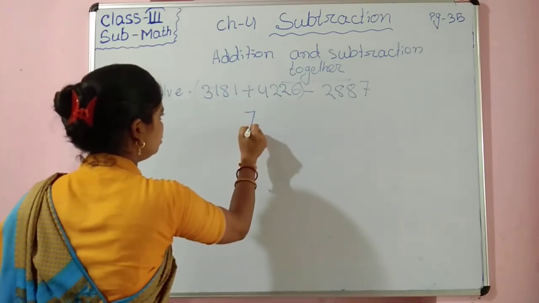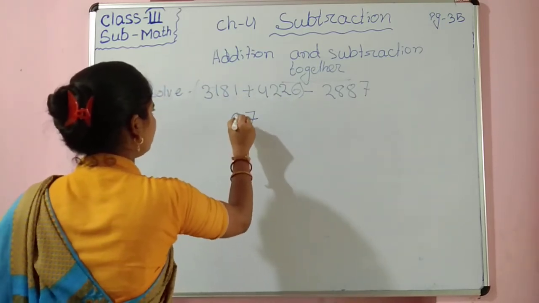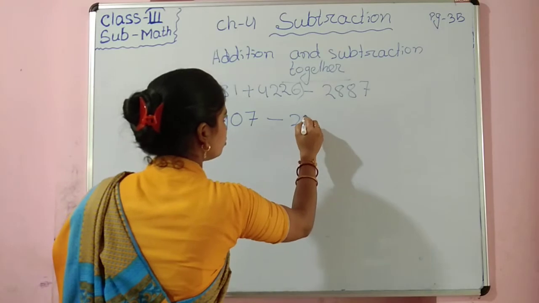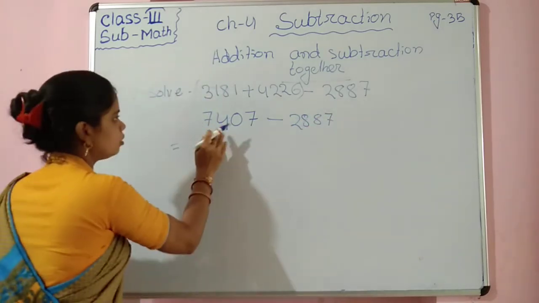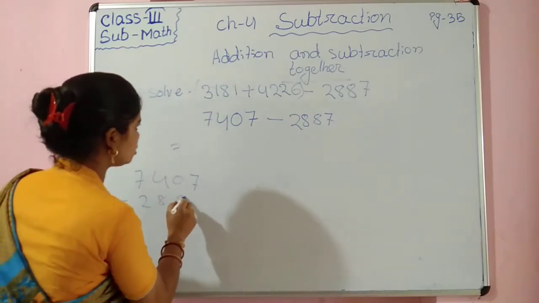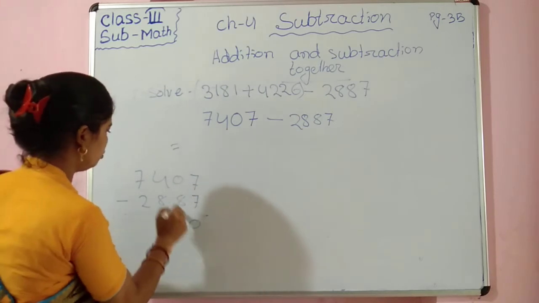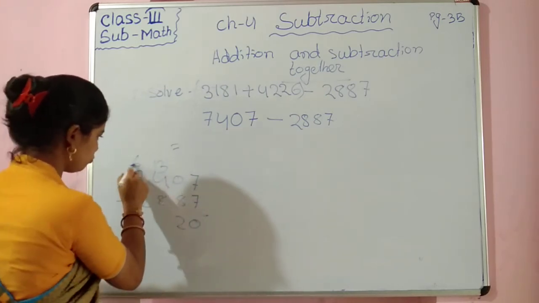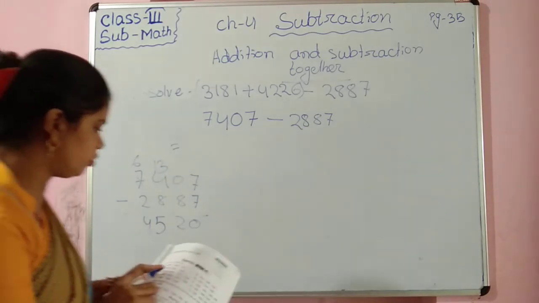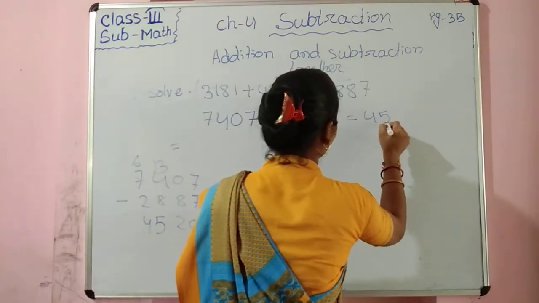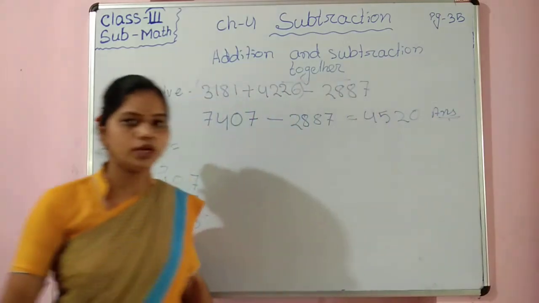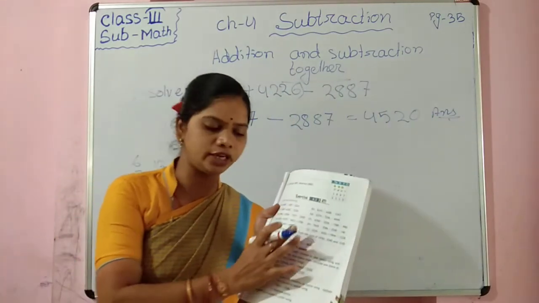6 plus 1 is 7, 8 plus 2 is 10, and so on, giving 7407. Then 7407 minus 2887, subtract, and our answer is 4520. Okay, it is your answer. All of you understood? In this way we have to complete exercise 4.3 in your copy.